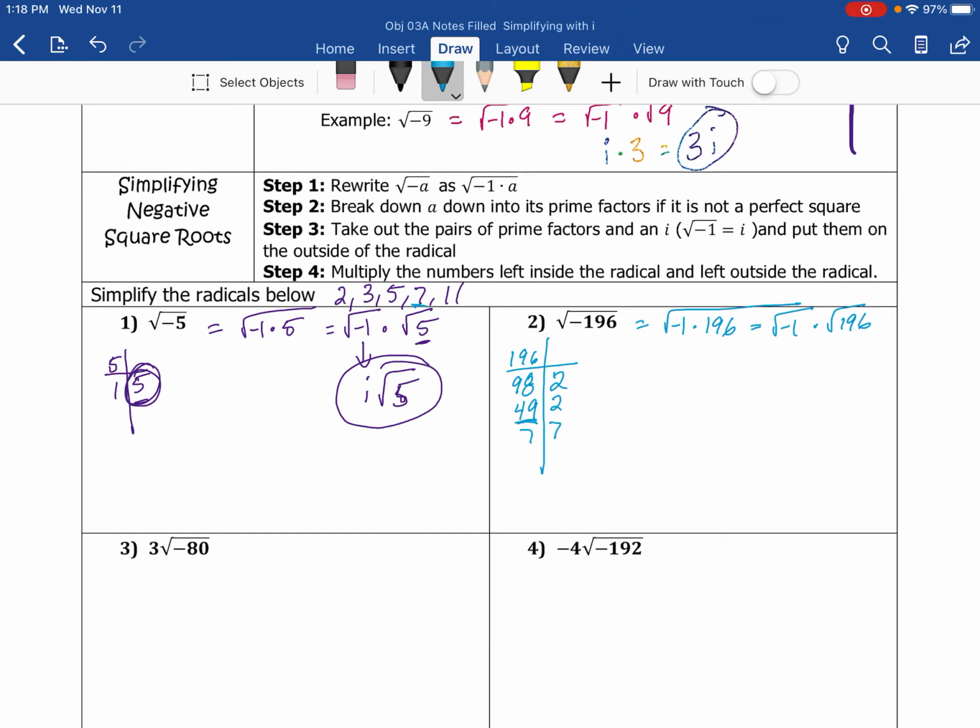Can I divide it by 7? Yes. 7 times 7 is 49. And then 7 goes into 7 once. So I have my 1 here. So I know 196 is 2 times 2 times 7 times 7.